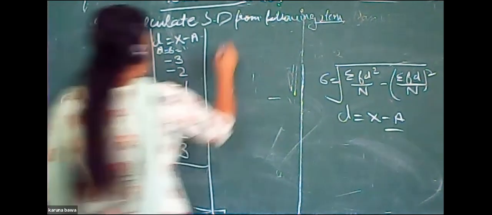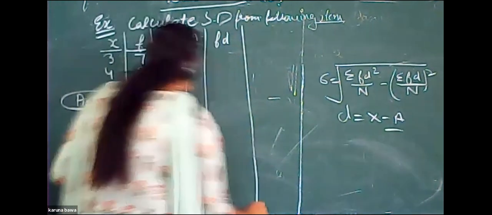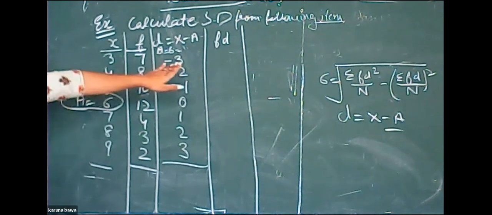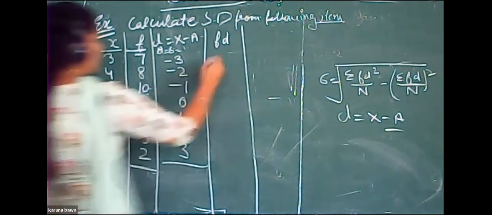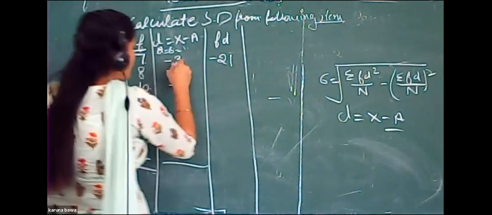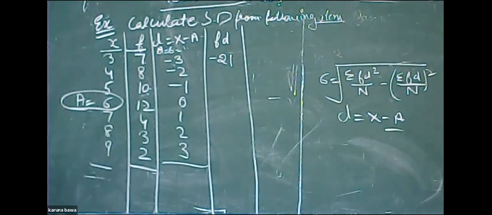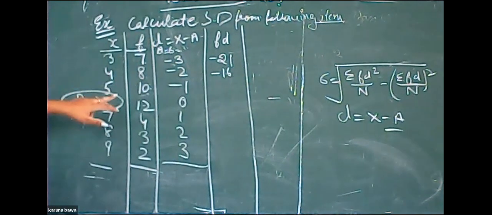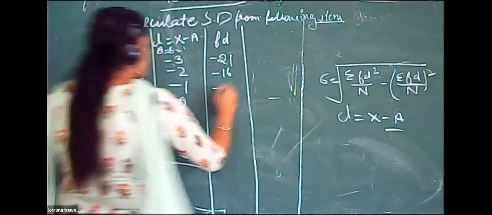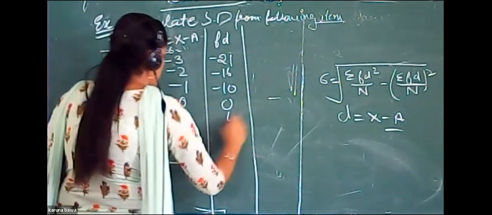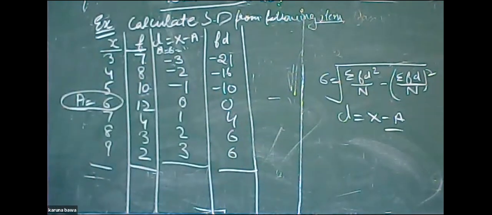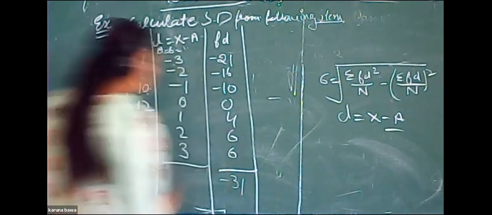On the other hand, we multiply the frequency with the deviation value. Frequency multiplied by the deviation: 7 multiplied by minus 3 is minus 21, 8 multiplied by minus 2 is minus 16, 10 multiplied by minus 1 is minus 10, 0, 4, 6, and 8. And the total of the values is minus 31.